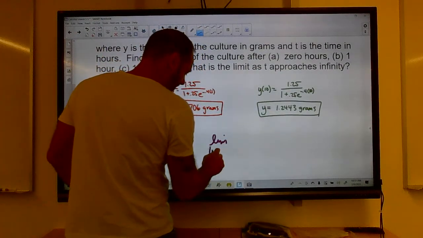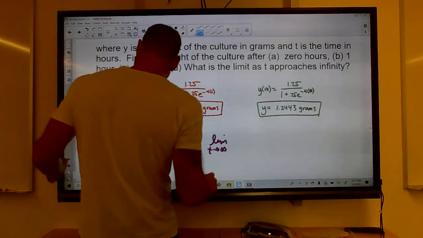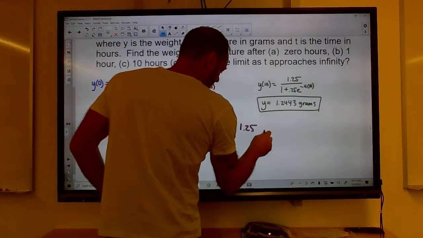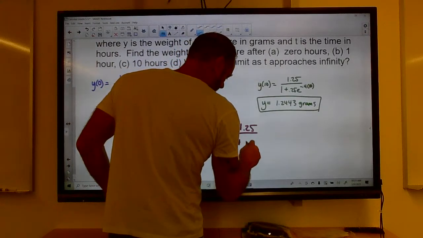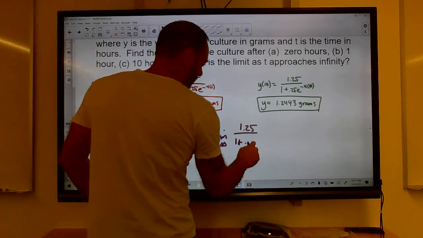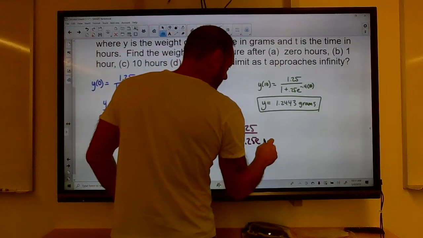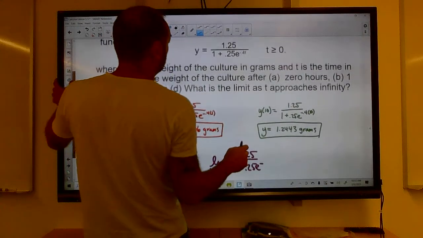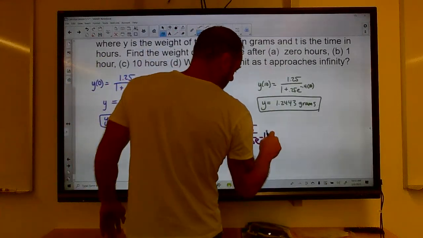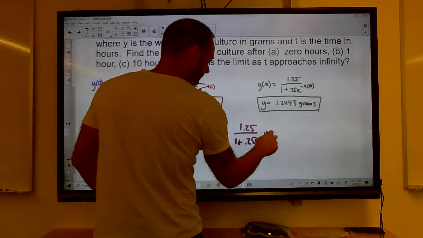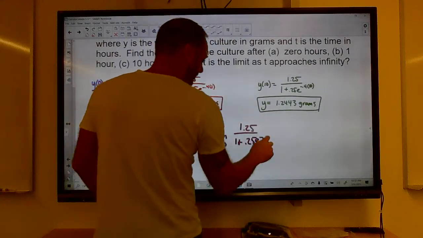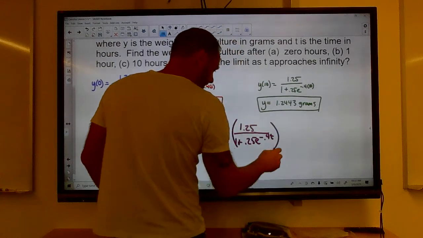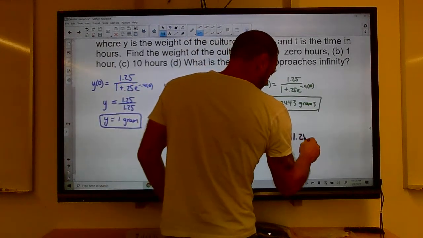So we would say the limit as t approaches infinity of 1.25 over 1 plus 0.25 e to the negative 0.4t is going to be 1.25 grams.